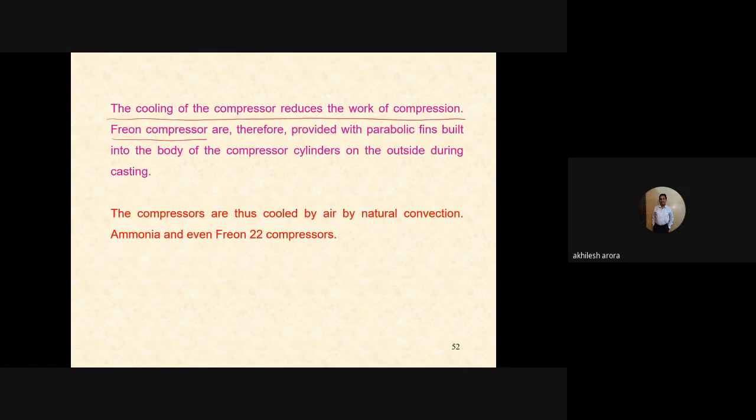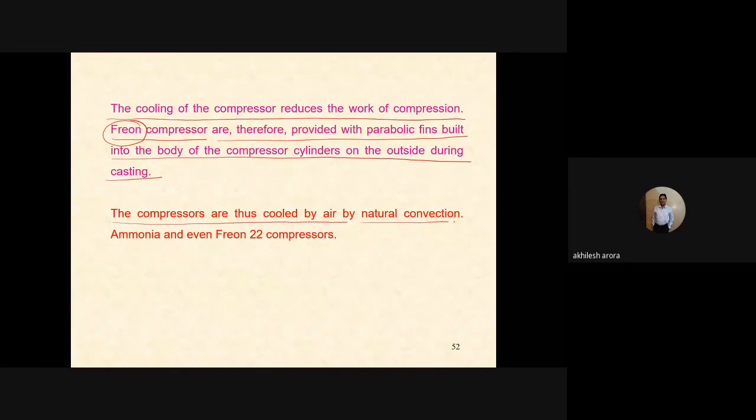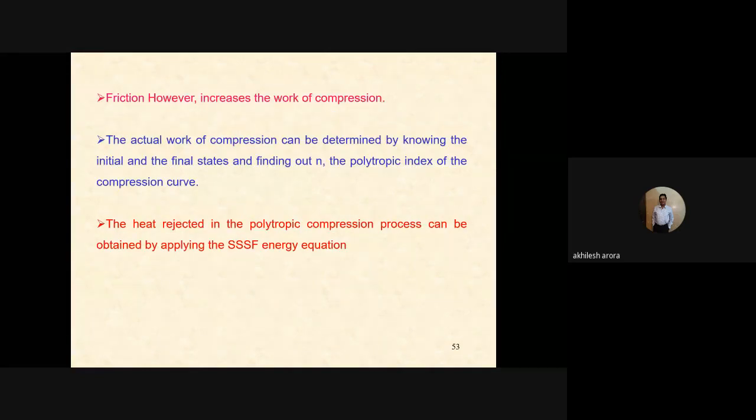Freon compressors. No, nowadays we are not using freon actually, but it is freon compressors are therefore provided with parabolic fins built into the body of the compressor cylinders on the outside during casting. The compressors are thus cooled by air by natural convection. Ammonia and even Freon R22 compressor both have this parabolic fins. Friction, however, increases the work of compression.